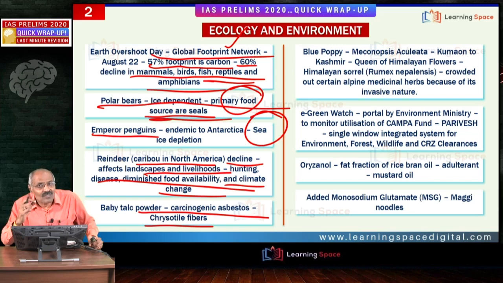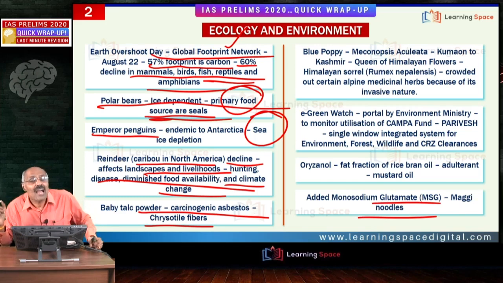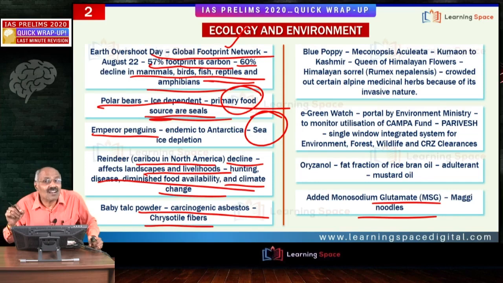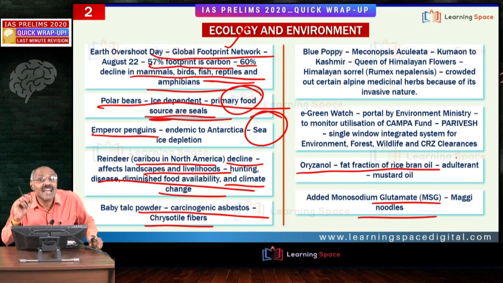Another important aspect, please don't forget, the added monosodium glutamate or MSG that was in the news as far as Maggi noodles are concerned. This monosodium glutamate or MSG is naturally available, but the issue is whether MSG was added artificially or not. When one looks at this virginal, this is nothing but the fat fraction of rice bran oil. It is used as an adulterant in mustard oil, please don't forget. It has been in the news in recent times. So friends, please don't forget these chrysotile fibers, and at the same time original and added monosodium glutamate.